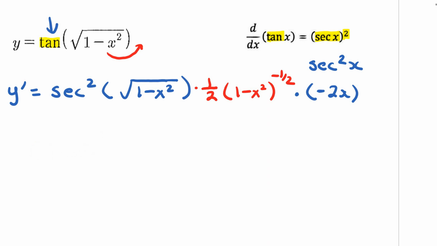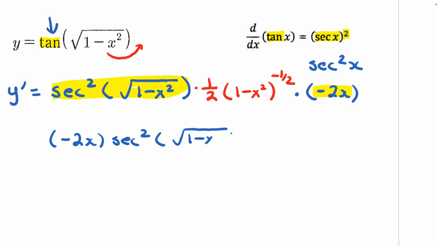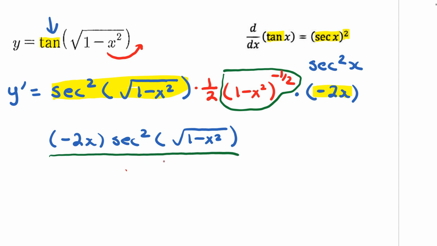And what we're going to do now is we're going to just take this first part, and I guess we can multiply by that. And I'll take 2 steps to simplify this, but if I do that, I get bracket negative 2x times secant squared bracket the square root of 1 minus x squared, close the bracket. And then this part right here in green, that really goes on the denominator as the square root of 1 minus x squared.